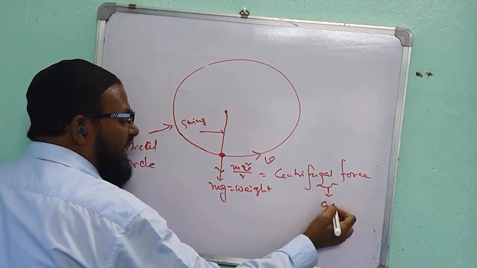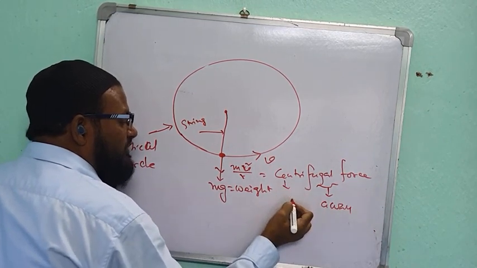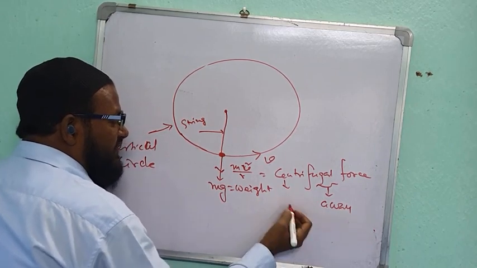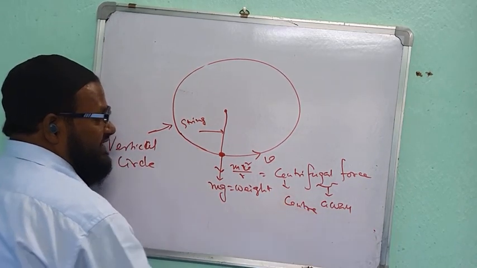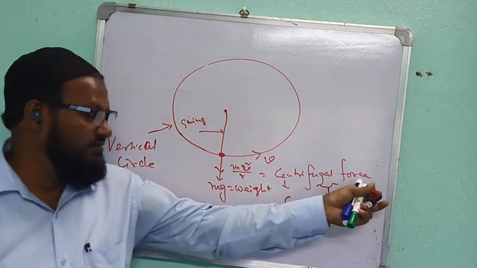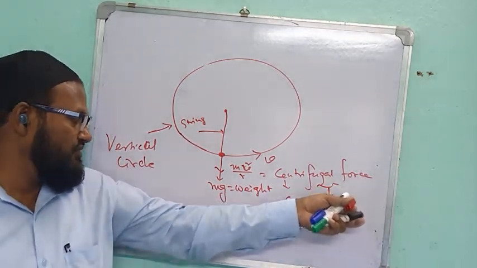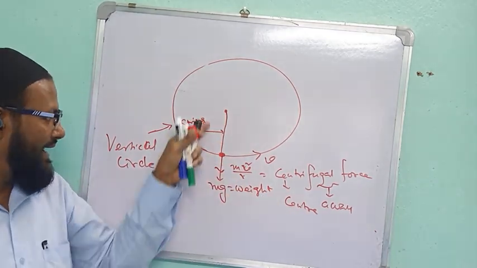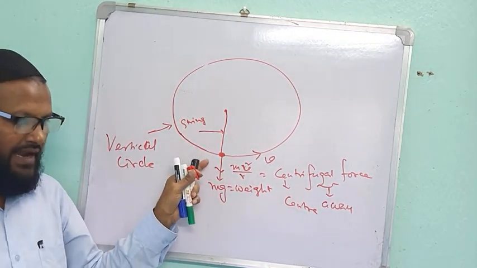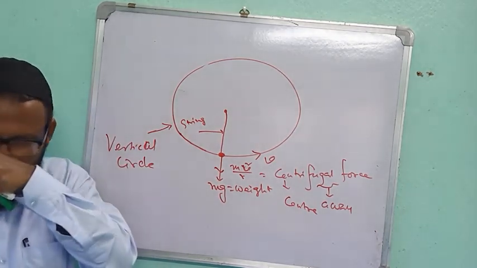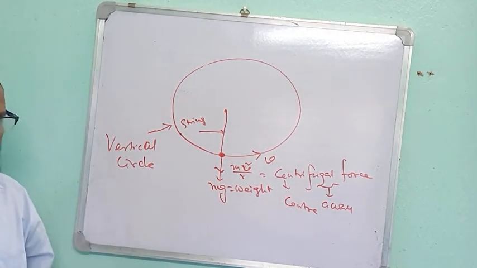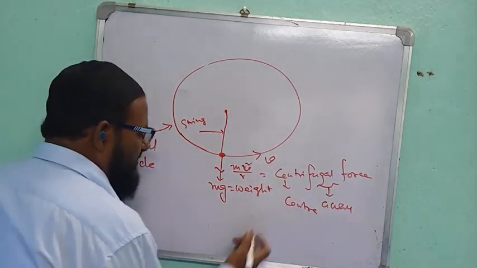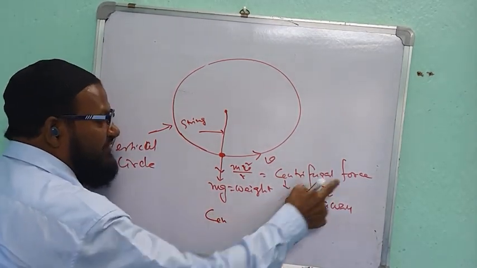Centrifugal means away from the center. Please try to understand the force. Centrifugal force, formula mv squared by r, is directed along the radius away from the center. What is centrifugal force?